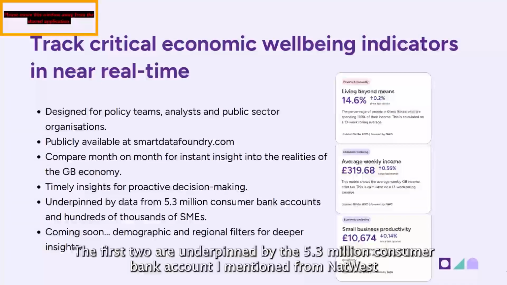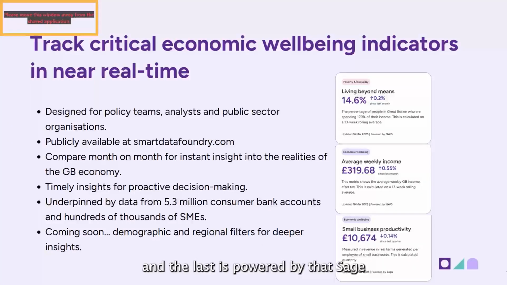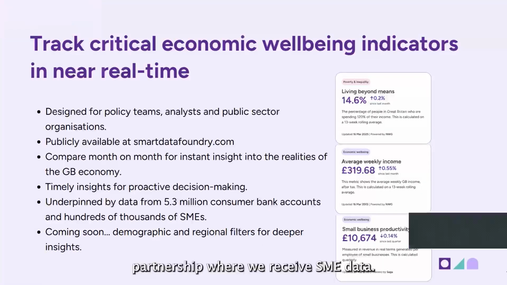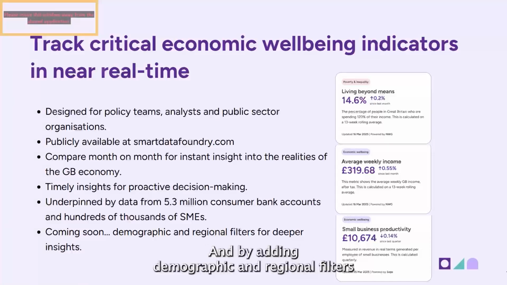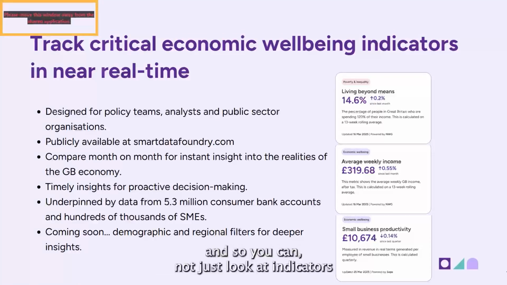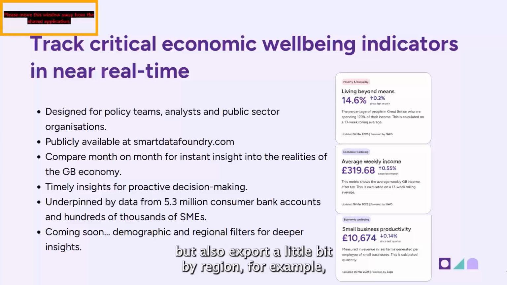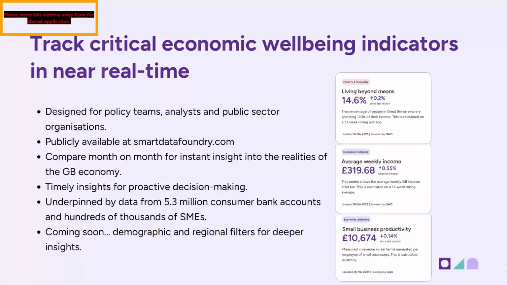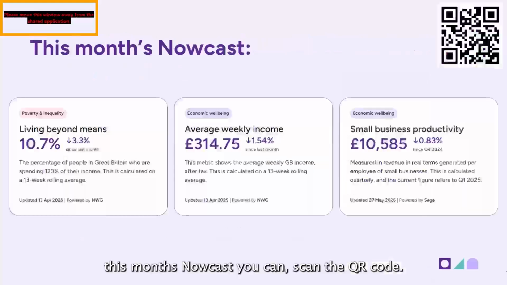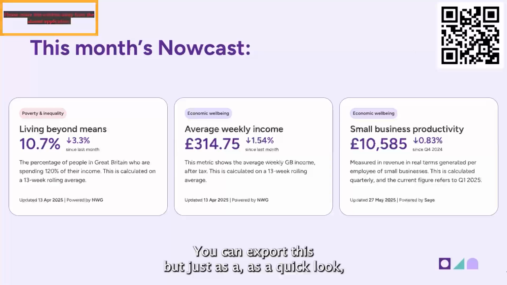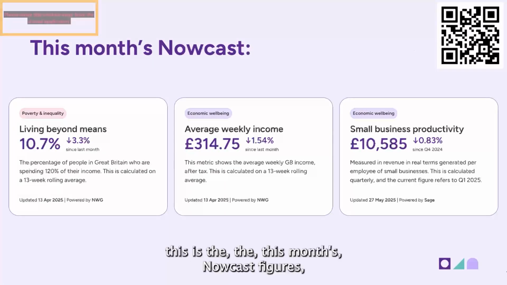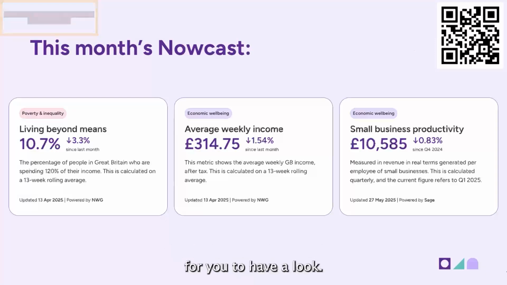The first two are underpinned by the 5.3 million consumer bank accounts I mentioned from NatWest, and the last two are powered by that Sage partnership where we receive SME data. Coming soon, there'll be an addition of looking at the data in a little bit more depth by adding demographic and regional filters. So you can not just look at indicators, but also explore by region, for example. This month's Nowcast, you can scan the QR code and it will take you directly to the page where you can explore this. But just as a quick look, these are this month's Nowcast figures for you to have a quick look.